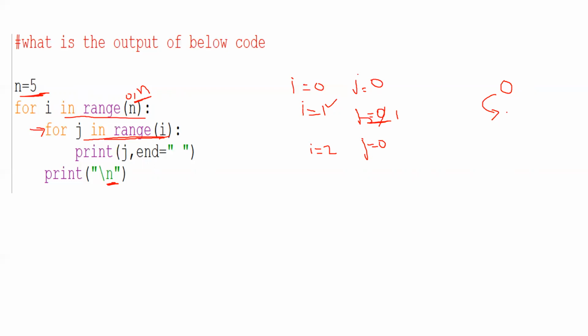In that case, j will be printed 0 and comma end equal to space means you need to print a space and j will become 1. Yes, 1 is less than 2. So 1 will be printed. And now 2. Is 2 less than 2? No. In that case, you come out of the loop and print this statement. So you will come to here. And now again check. I value will become 3 now.